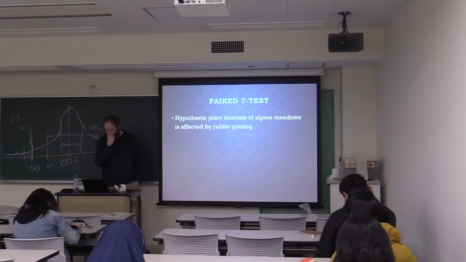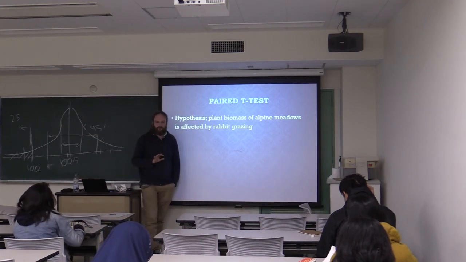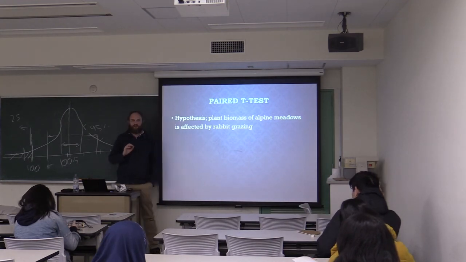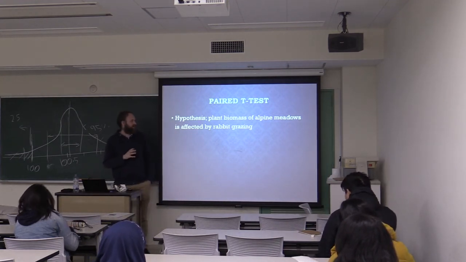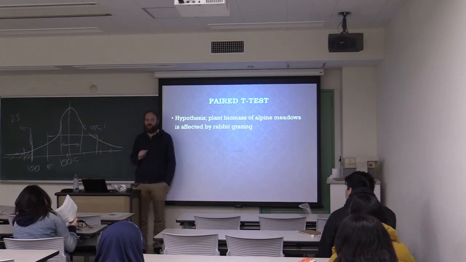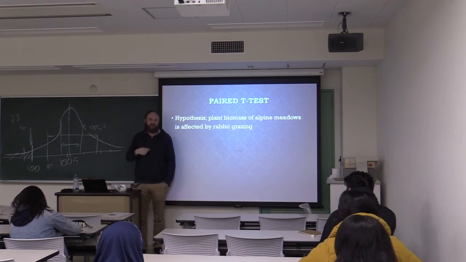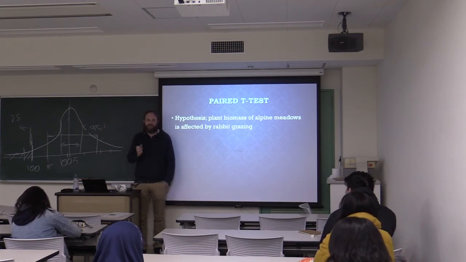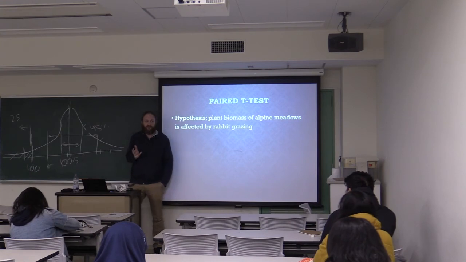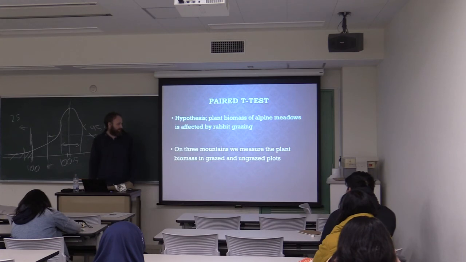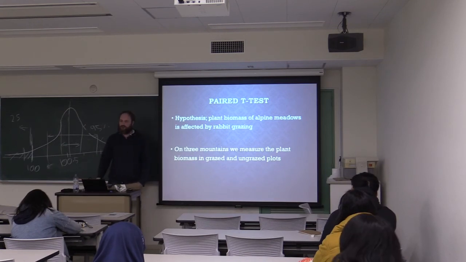So let's imagine that we're ecologists and we're going to do an experiment. And we have this hypothesis that rabbit grazing affects the biomass of alpine meadows. So you've got your alpine meadow, you've got your ecosystem, and you think that rabbits going in and grazing it is causing damage. So you want to measure this. So what you do is you get a bunch of mountains, a bunch of alpine meadows, and you set up little enclosures.